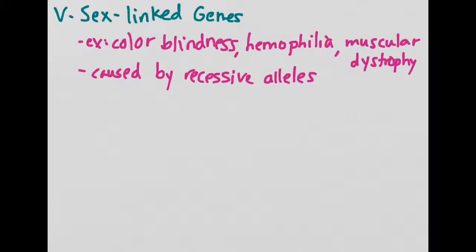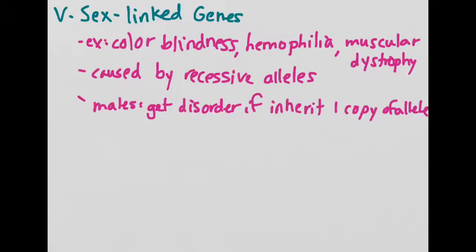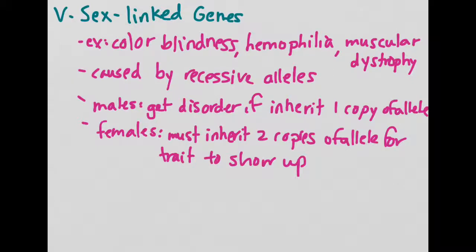Since males only have one copy of the X chromosome, they are only going to have the disorder if they inherit just one copy of the allele. But for females, they have to inherit 2 copies of the allele, one on each of their X chromosomes, for the trait to show up. So sex-linked genetic disorders are going to be much more common in males than females.